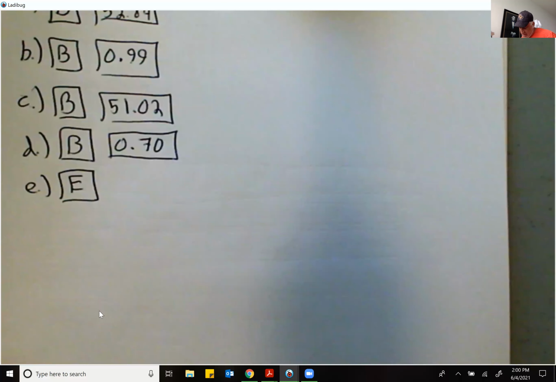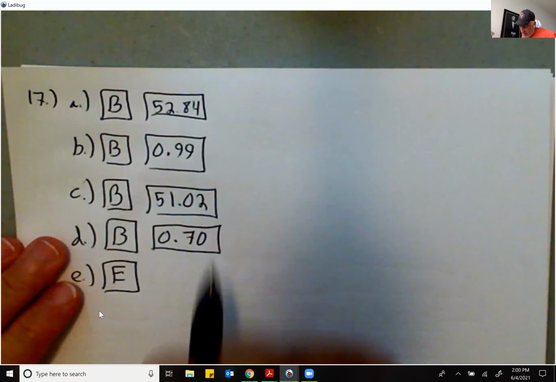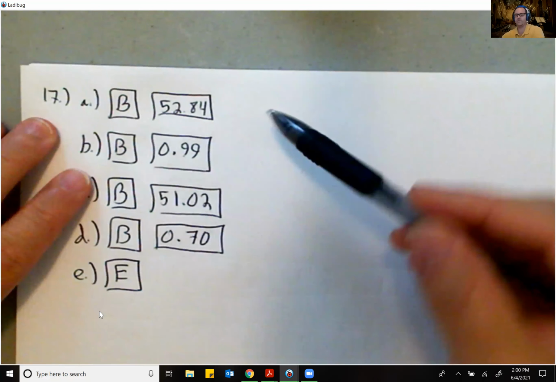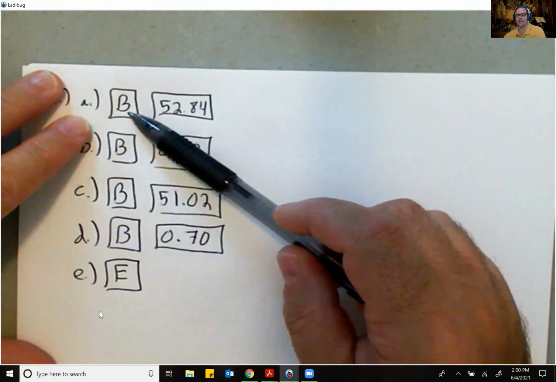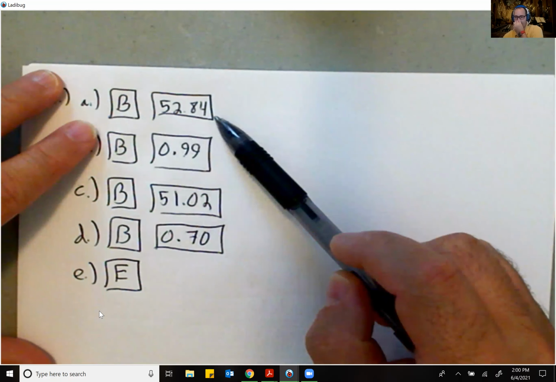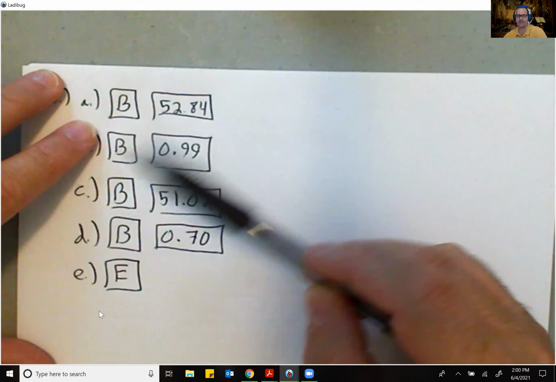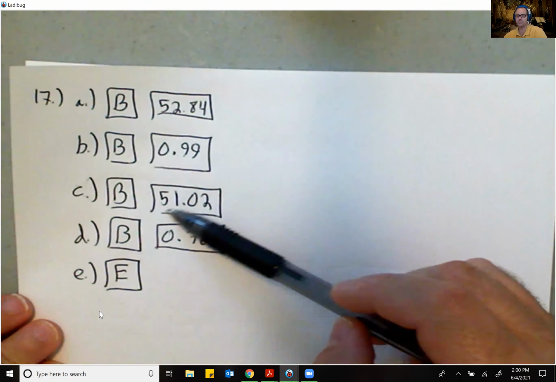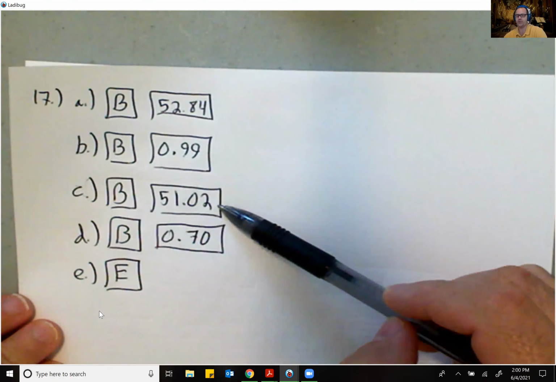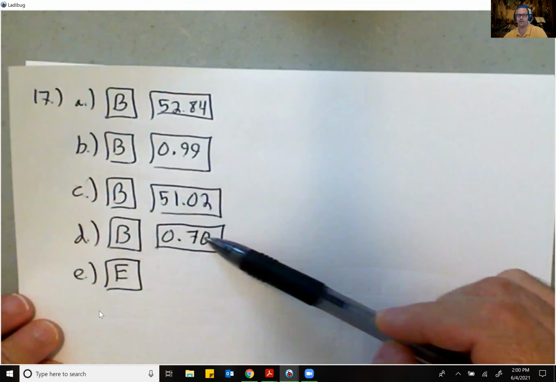What was the timing on section C? Sure. Just the timing on the 100-meter butterfly. So here's all the answers. Part A was B, and then the blank, you put 52.84. Part B was B, you put 0.99. Part C was B, you'd put 51.02. Part D is B, you'd put 0.70. And part E was E.